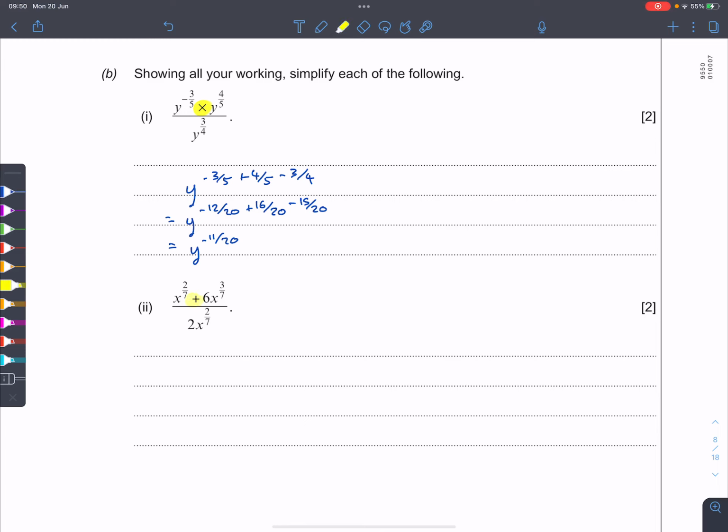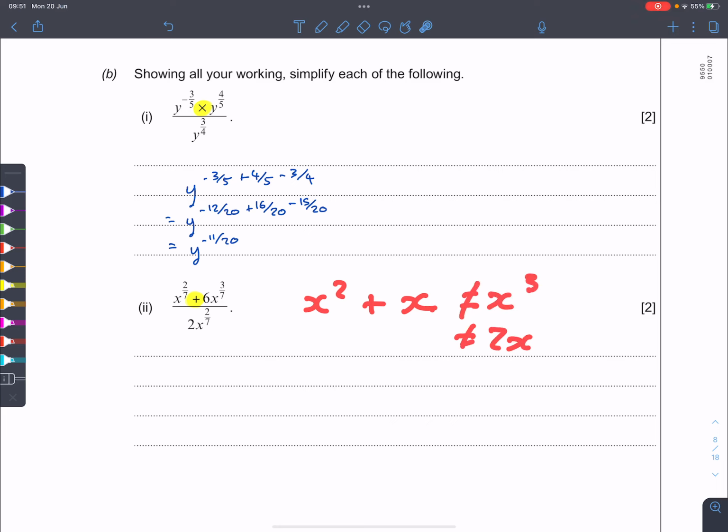Okay, part B. Different setup to the question. Here, it's an addition on the top, not a multiplication. So when it's an addition, you can only add two terms together if they're the same type of term. So you may think, oh, well, they've got the same base, they're an x term, but they're not. In the same way, you can't add an x squared to an x to make one overall term. It's not going to be x cubed. It's not 2x squared, because they're not both x squared terms.